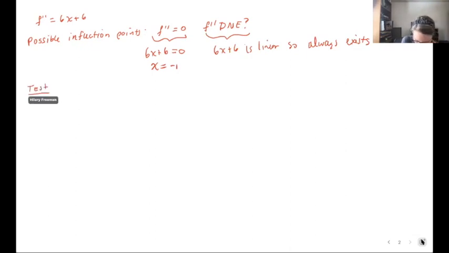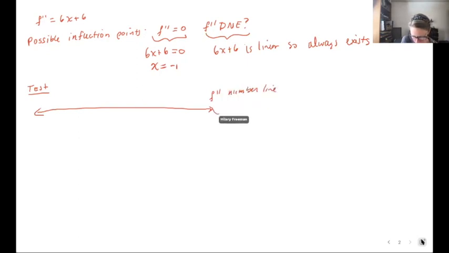So last time we tested with an f prime number line. Now we're going to test with an f double prime number line. It's still an x-axis. It's still x values, right? And the only point we need to worry about testing is -1. So this -1 splits the x-axis into two intervals, all the values from -infinity to -1, and all the values from -1 to infinity. On each interval, there can be no change of concavity, because if there were a change in concavity, we would have found that in the analysis we just did.